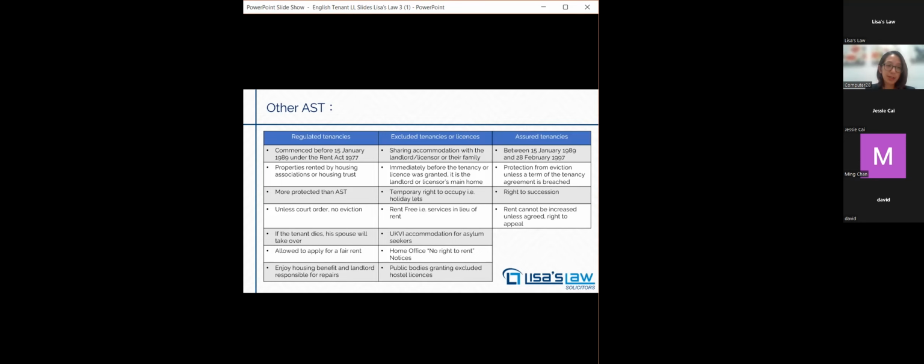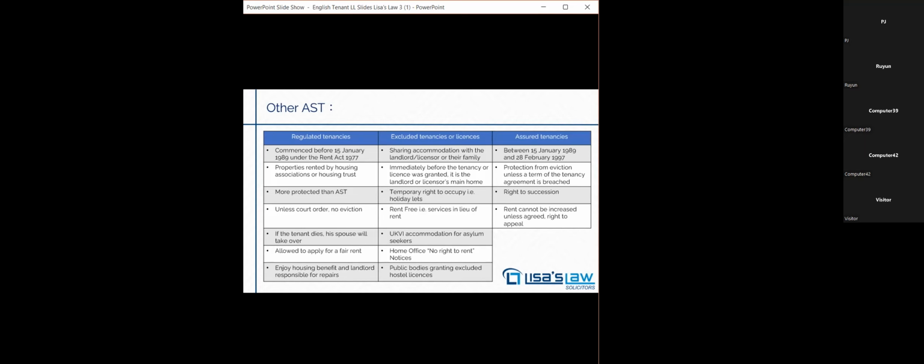Other than that, the other three are not that common, but asylum seekers, Home Office people who have been issued a no right to rent notice, or the other type would be hostile licenses that are granted by public bodies. They will all be excluded tenancies.